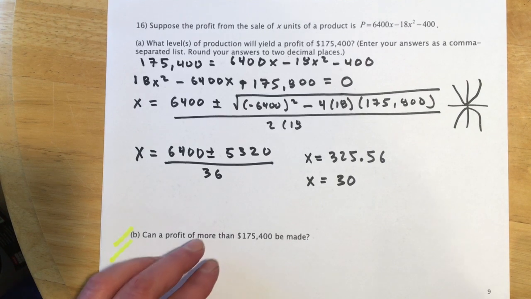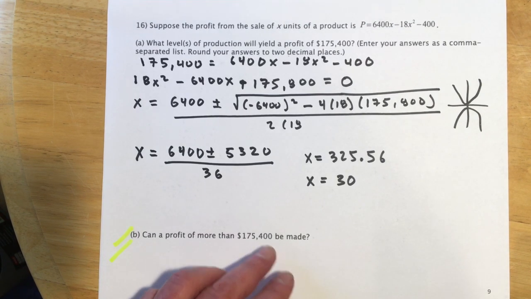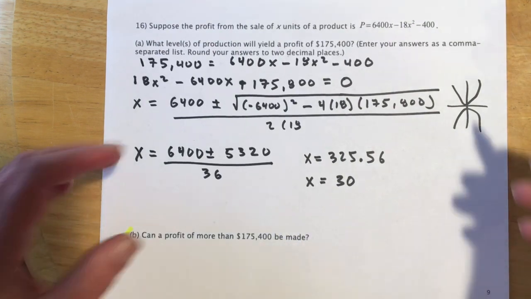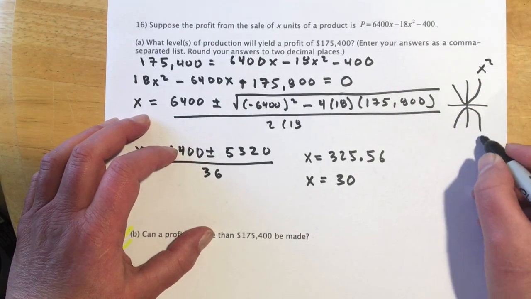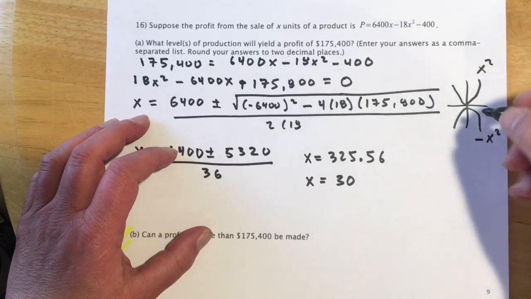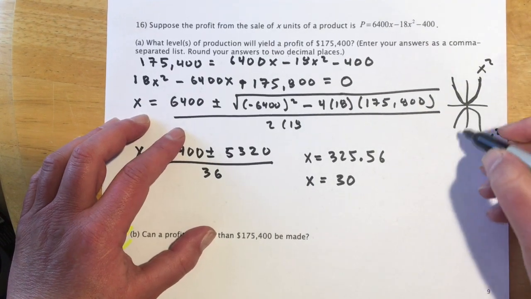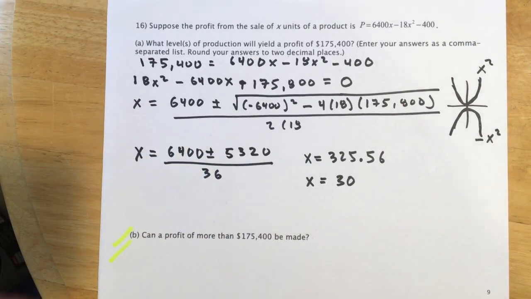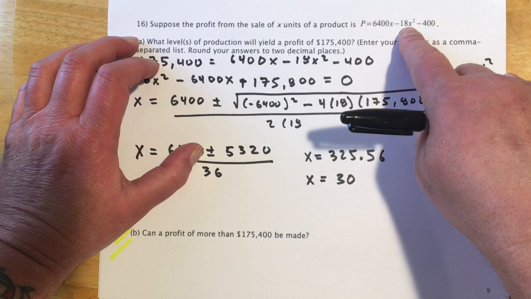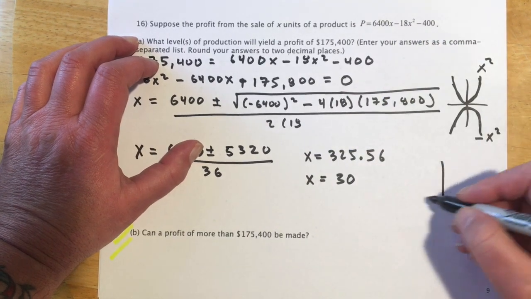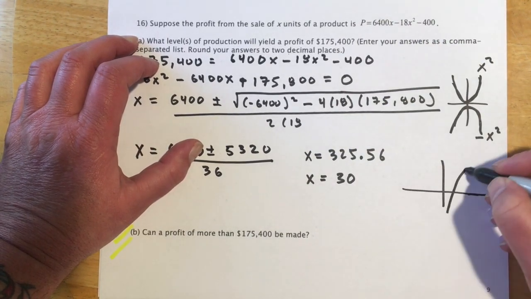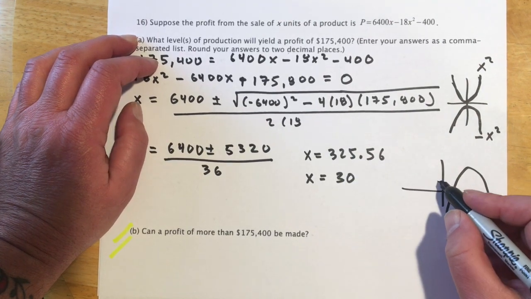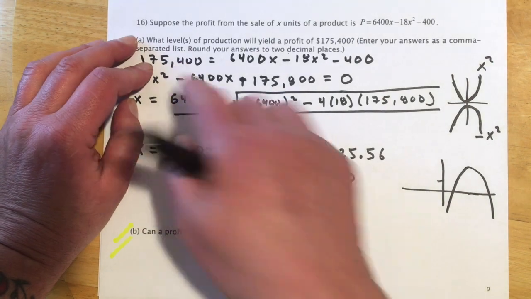Okay, can a profit of more than $175,400 be made? So when we have quadratics, x squared opens up, negative x squared opens down. So x squared would look kind of like a U like this, negative x squareds look like that. And we'll see more of that in the next section. So this one was originally a negative x squared, so that means this is some sort of parabola opening down. And what we're finding here is the zeros for some given point, whatever this profit was.